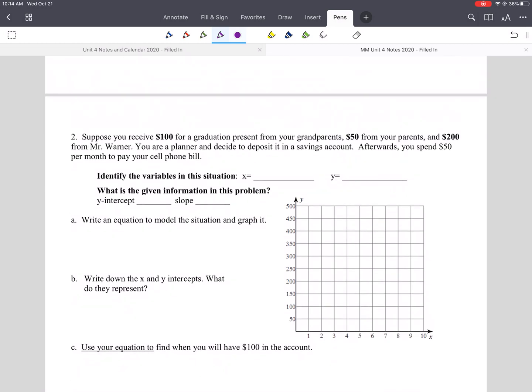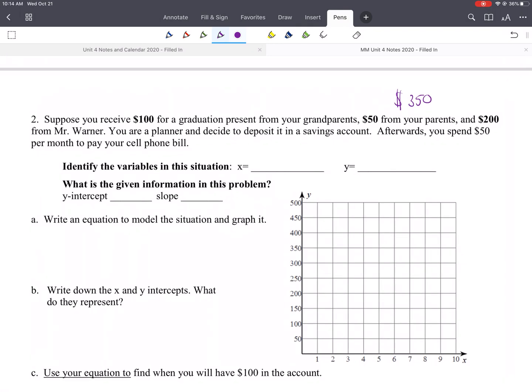All right, so suppose you receive $100 for graduation from your grandparents, $50 from your parents, and $200 from Mr. Warner, because I'm just so nice. So that gives you a total of how many dollars? That's $350. You're a planner and you decide to deposit it in a savings account. Afterwards, you spend $50 per month to pay your cell phone bill.